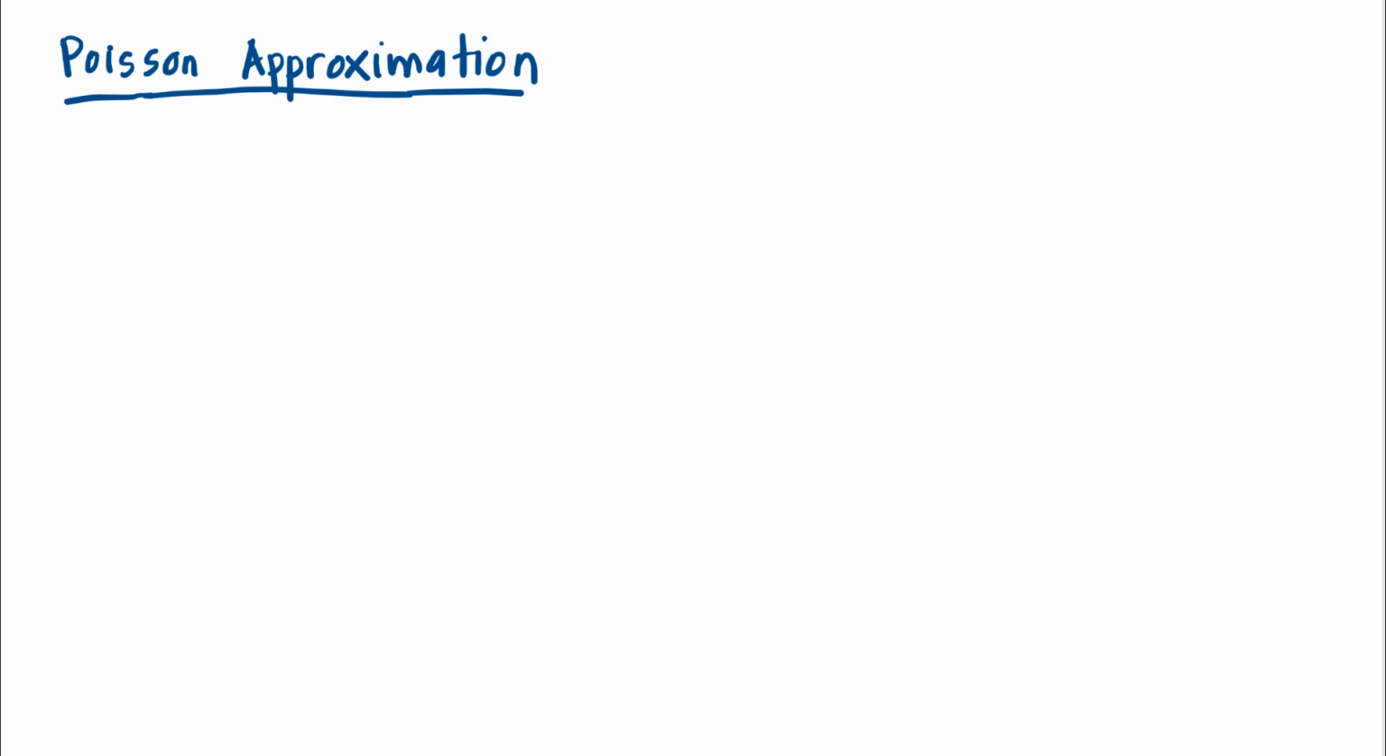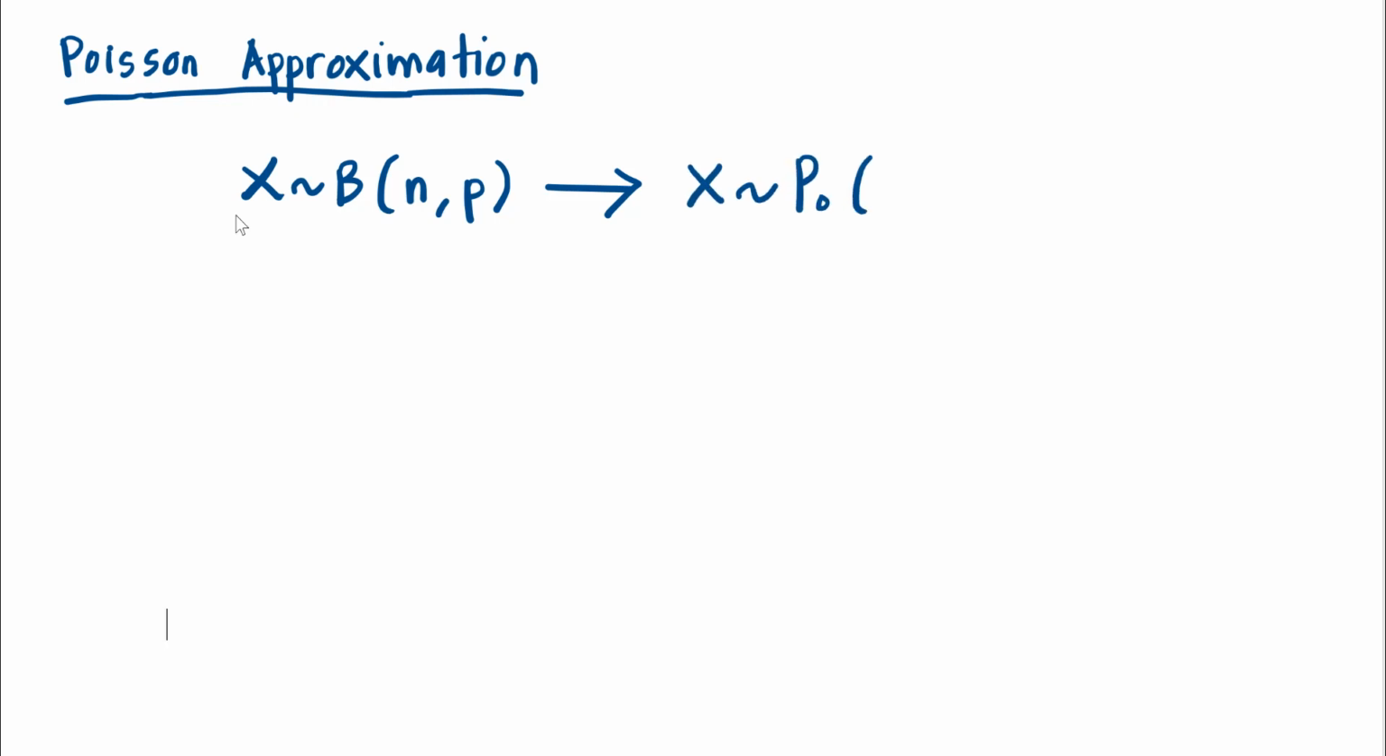So today we are going to learn about the Poisson approximation. So what is the Poisson approximation? When we have the binomial, then we can approximate the binomial to the Poisson, with mu equal to np.